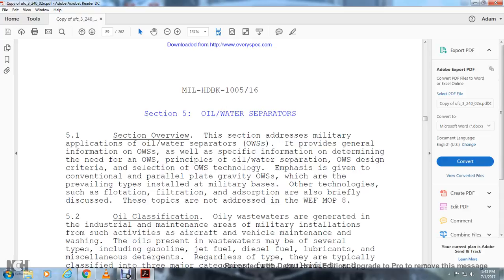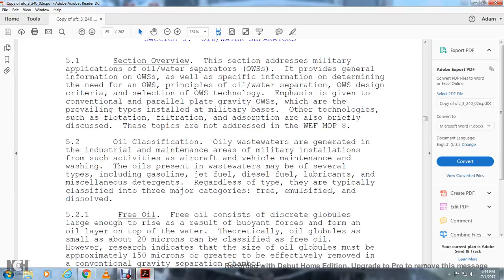Alright, Section 5, oil water separators. Section 5.1: this section addresses the military application of oil water separators to provide general information on oil water separators, as well as separate information on determining the need for oil water separators, principles of oil water separation, and oil water separator design criteria for selection of the oil water separator technology. Emphasis is given to conventional parallel plate gravity oil water separators, which are prevailing installed at military bases. Other technologies such as flotation, filtration, and absorption are briefly discussed.